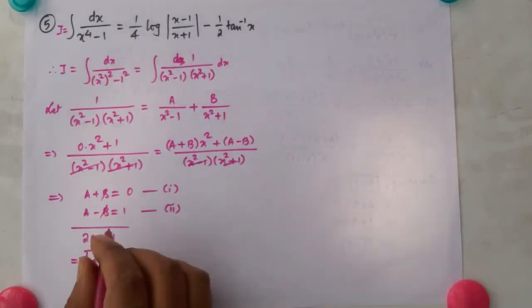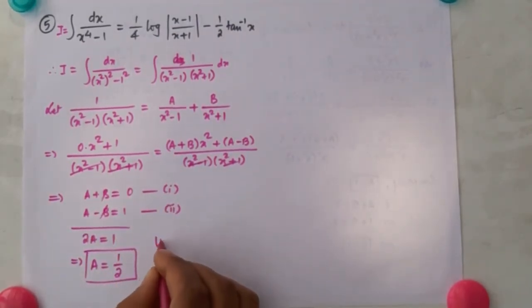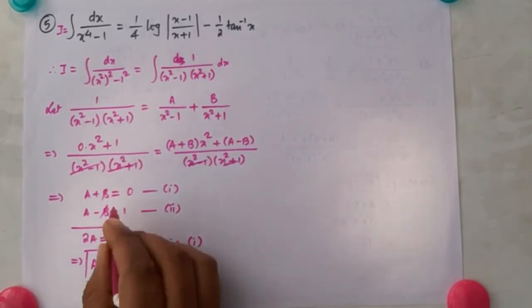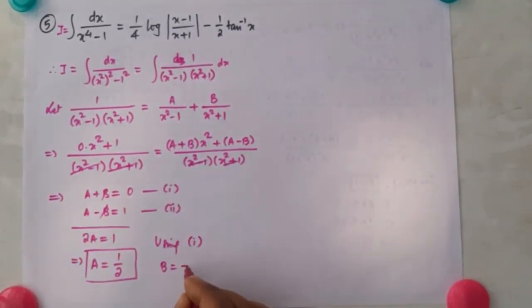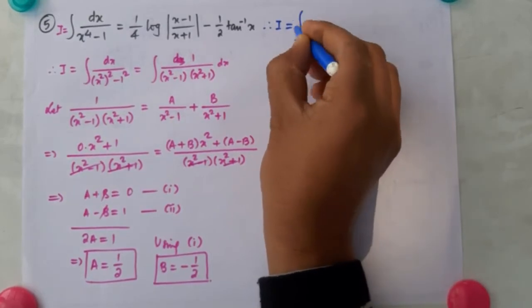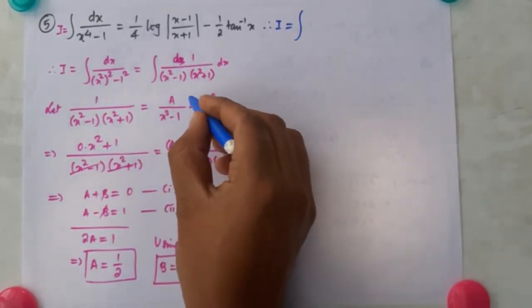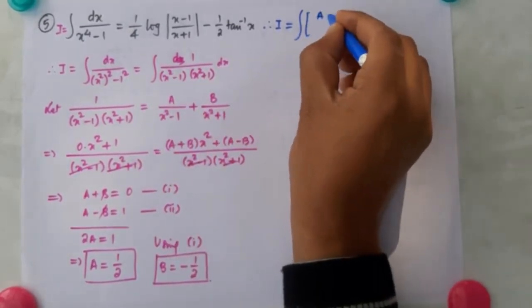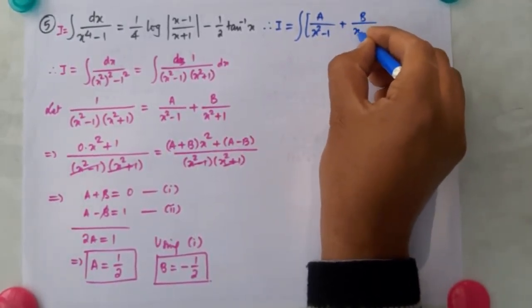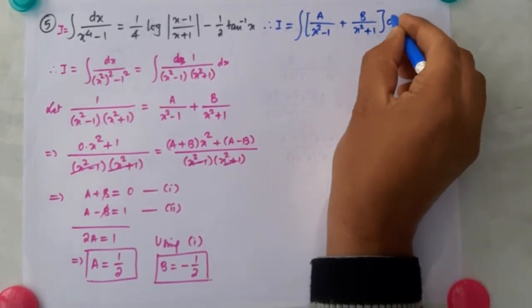Okay, so using equation 1 you get b is equal to minus a, which is minus half. So we got the value of a and b, isn't it? Now let's substitute the value of a and b. So therefore your integral I can be written as the integral of a by x square minus 1 plus b by x square plus 1 dx.